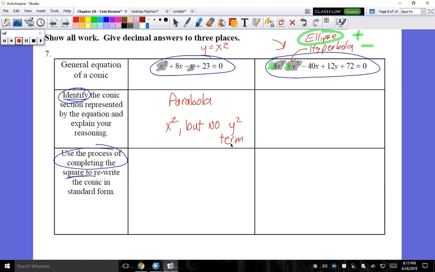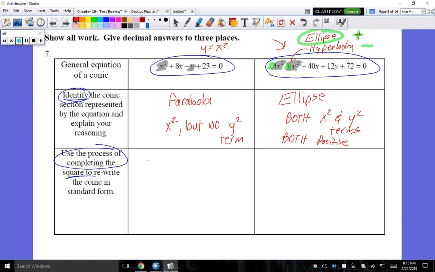Okay, and over here we have both x squared and y squared terms, and they're both the same sign. They're both positive. So therefore it's going to be adding like we were saying, and it's going to be, in fact, an ellipse. Okay, so use the process of completing the square and getting it in standard form.